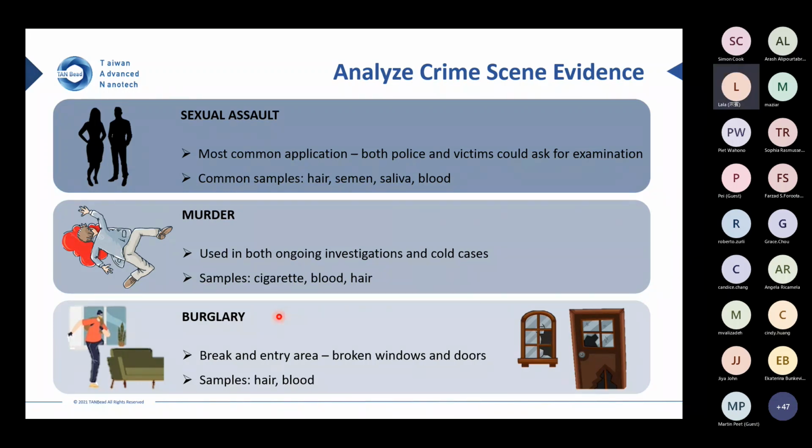Now for burglary cases, we'll be specifically looking at the break and entry area of a house, like broken windows or doors, because in other parts of the house, we will be more likely to find the DNA of the house owners themselves. So during the entry or escape, we are more likely to find the hair or blood of the perpetrator.